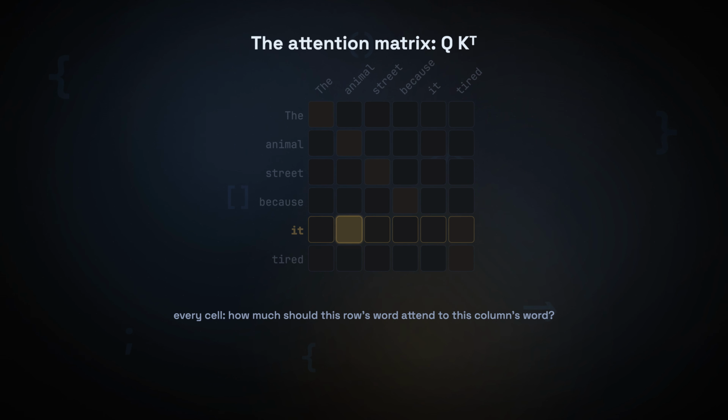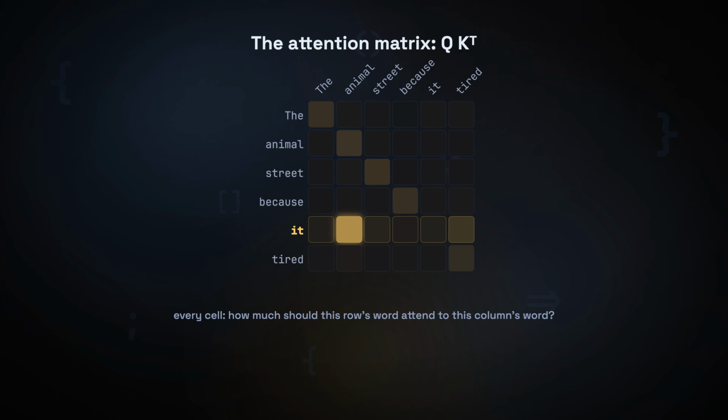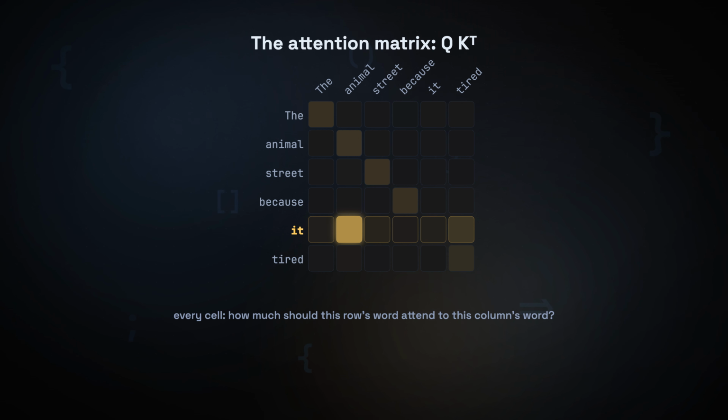That row of scores we just built for "it"? Slide it into the top row of an empty grid. Now do the exact same thing for every other word's query, and let each result drop into its own row. The grid fills in, cell by cell, row by row. And what you've just built, from one row you watched get made by hand, is the famous attention matrix. Every cell asks one thing: how much should this row's word pay attention to this column's word? In math, this whole grid is Q times K transpose. Q, K transpose, the hero of the entire story, and you just arrived at yourself.